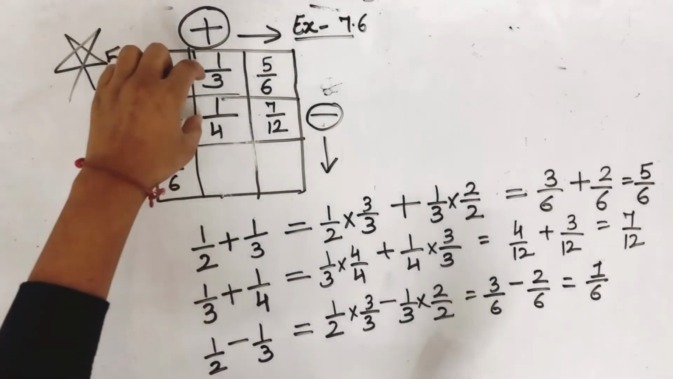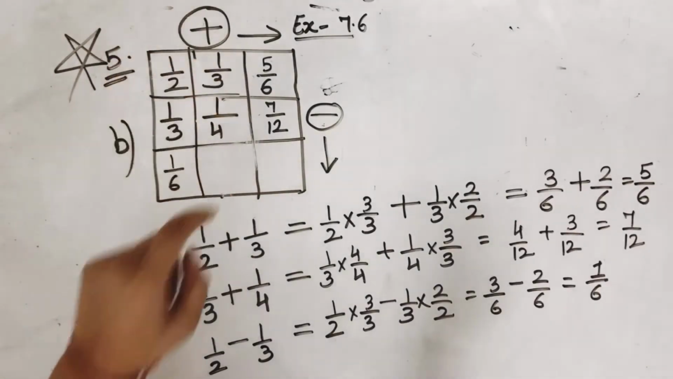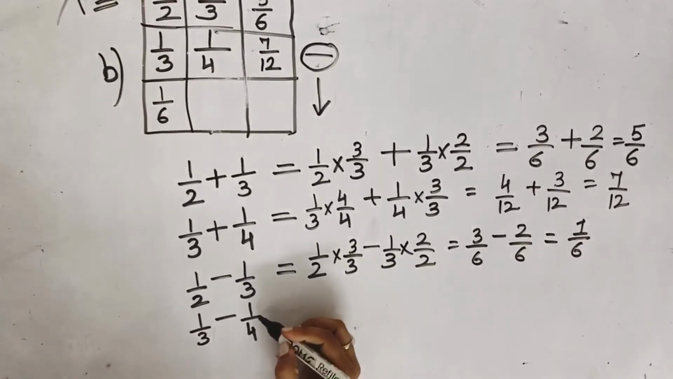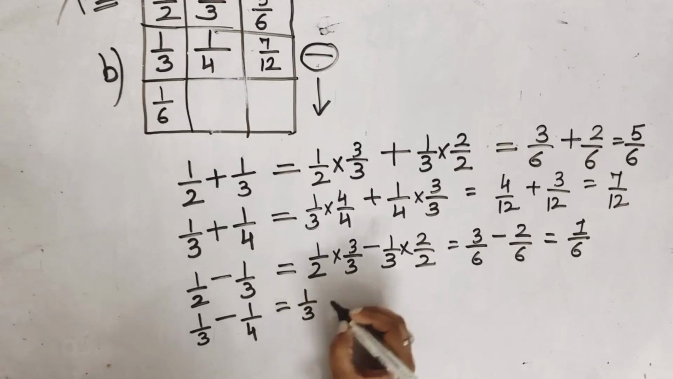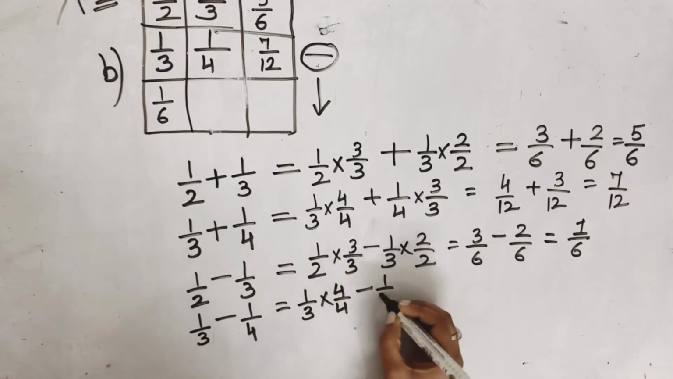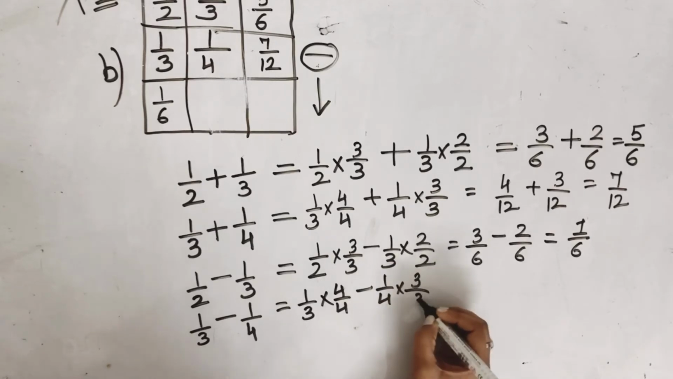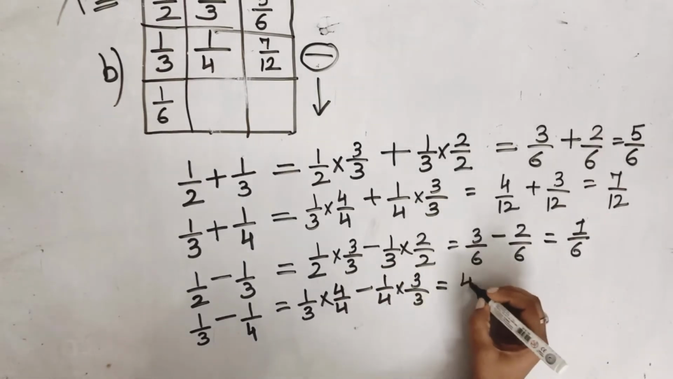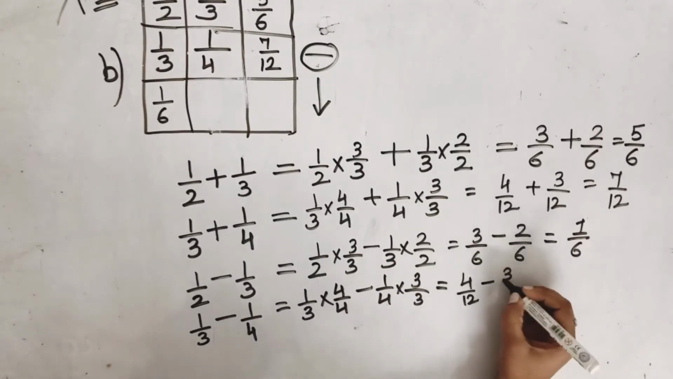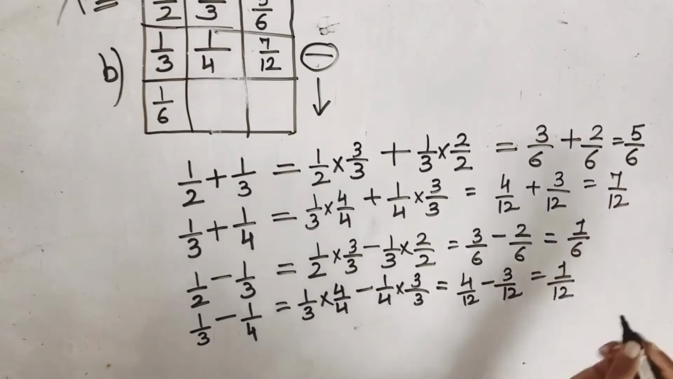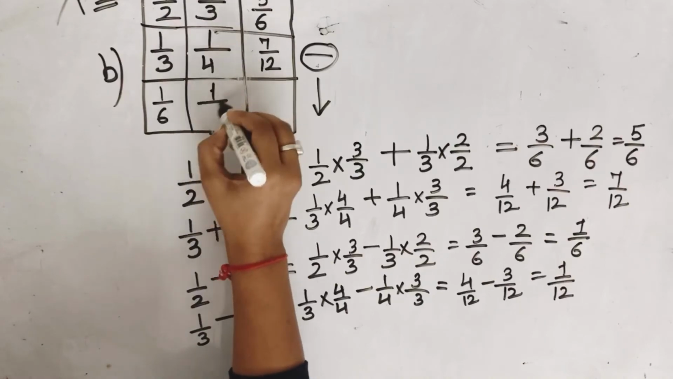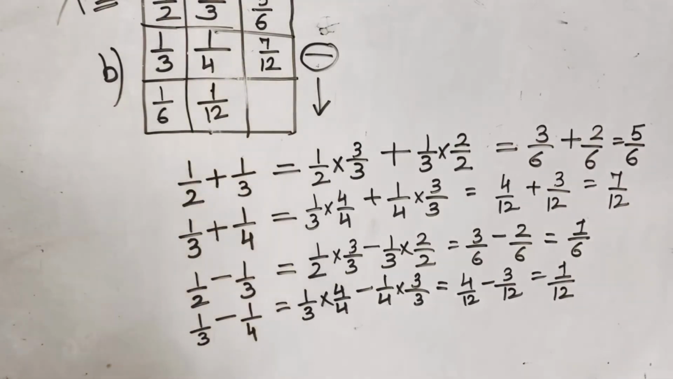अब again you have to solve these 2 boxes to get this one. 1 by 3 minus 1 by 4 is equals to, LCM of 3 and 4 is 12. So 1 by 3 into... So here it will be 1 upon 12.